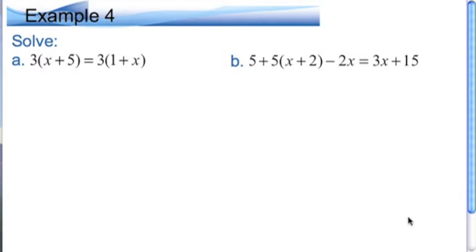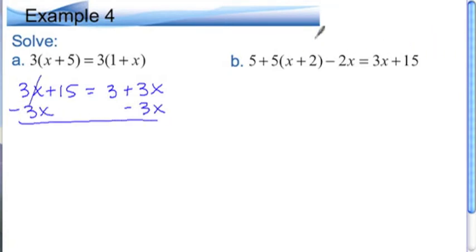Here, for example 4, we have two different types of equations. I think one of them is going to be an identity and the other is going to be a contradiction. Let's work on part A first and see what we get. We have 3x plus 15 is equal to 3 plus 3x. Notice that when I subtract 3x from both sides, the x's actually cancel. So all of my variables cancel, leaving me with 15 equals 3. We know that 15 can never equal 3. That's what we call a contradiction.